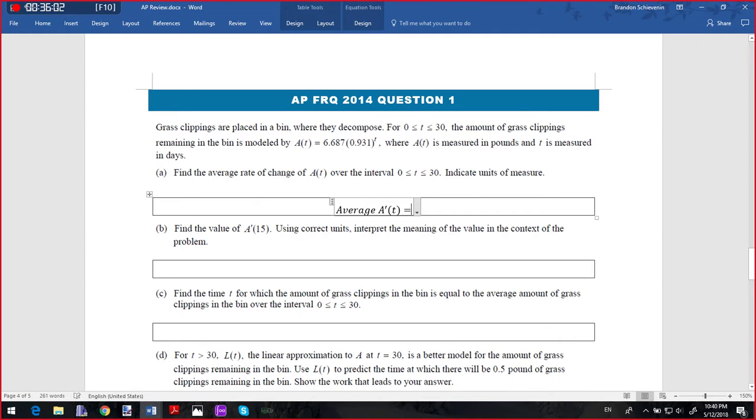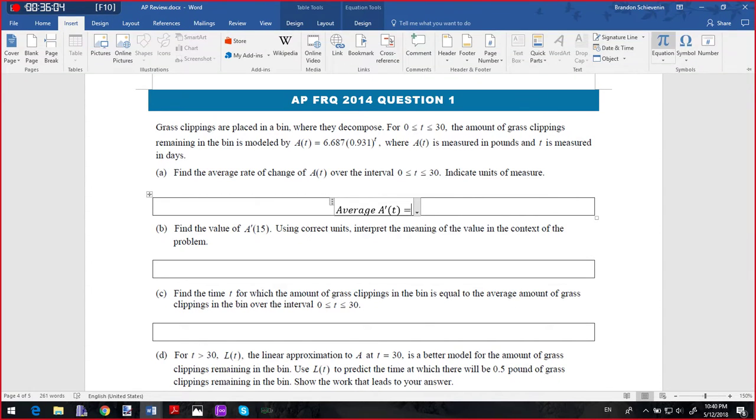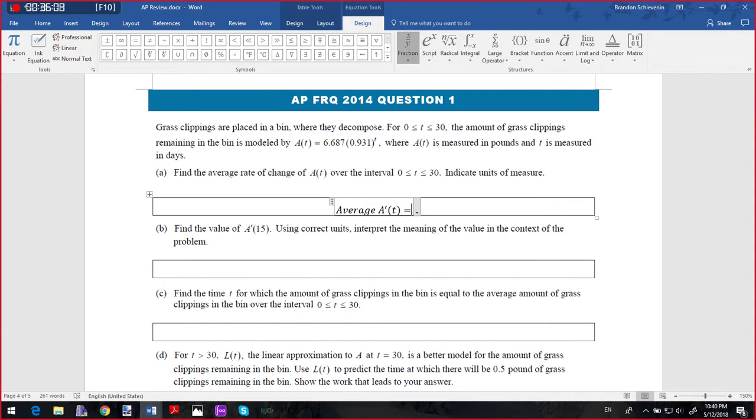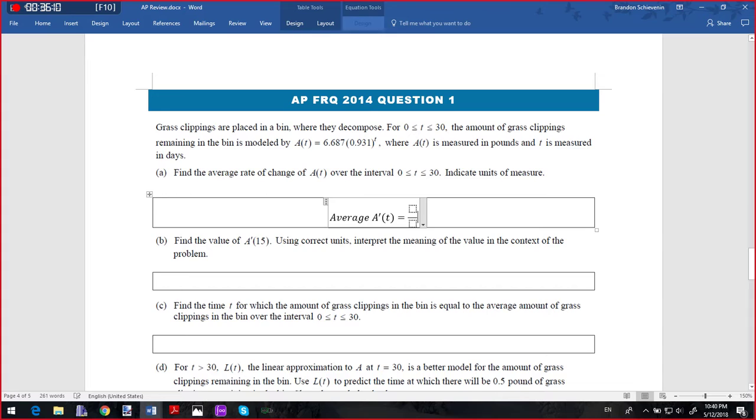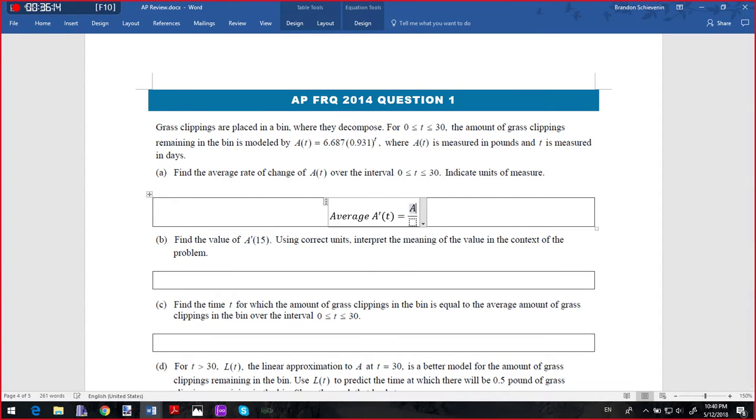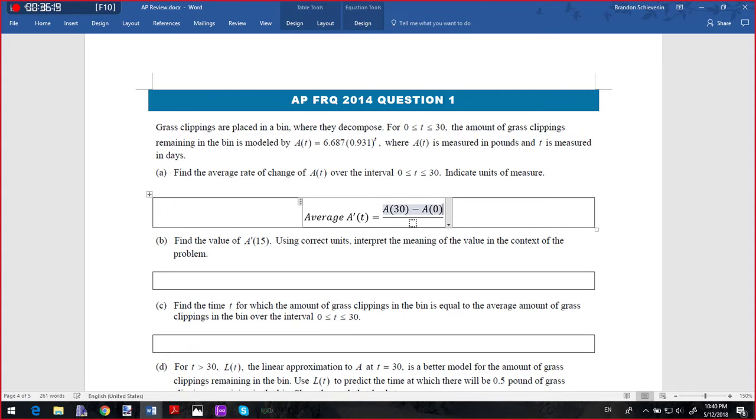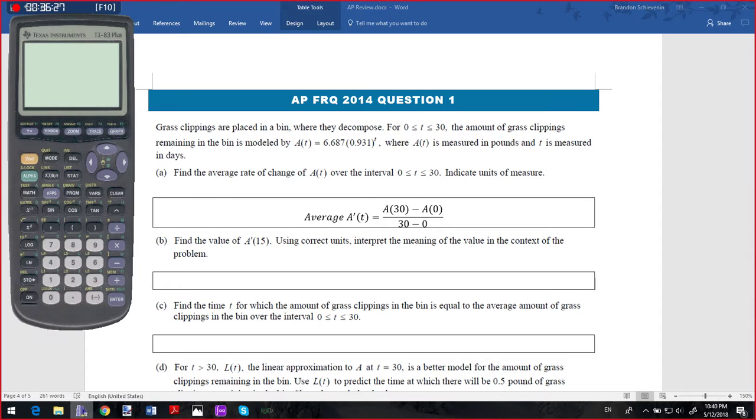So if I'm looking for the average slope, I'm going to use our shortcut method here. Our average slope is just y2 minus y1 over x2 minus x1. So that is my amount at time 30 minus my amount at time 0 over 30 minus 0. Okay, so this is a with calculator question, so I'm going to jump into a calculator next.